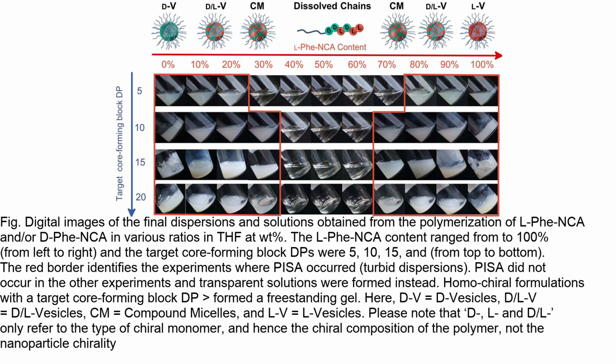The type of nanoparticles formed from the hetero-chiral formulations varied depending on the L-Phe-NCA content. When L-Phe-NCA content was between 10% and 90%, compound micelles were observed. When L-Phe-NCA content was either 20% or 80%, disrupted compound micelles were formed. Finally, when L-Phe-NCA content was either 30% or 70%, swollen compound micelles were observed. These results demonstrate that the chirality of the core-forming monomers has a significant impact on the morphology of the self-assembled nanoparticles.